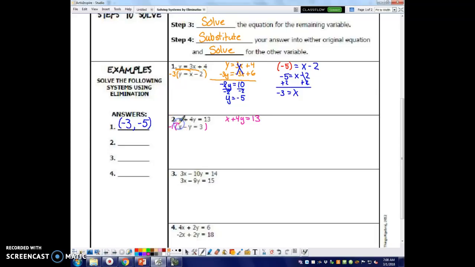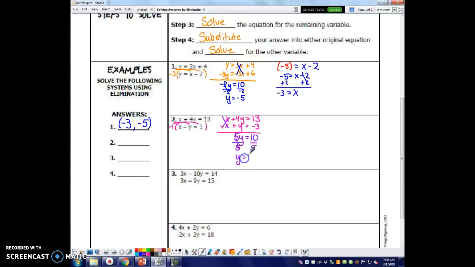And then -1 times x is -1x. -1 times -1y is a positive y. And then -1 times 3 is -3. So now we can start eliminating. X minus x is nothing, so it cancels. 4 plus 1 is 5y equals 13 minus 3, 10. So now we need to divide by 5.